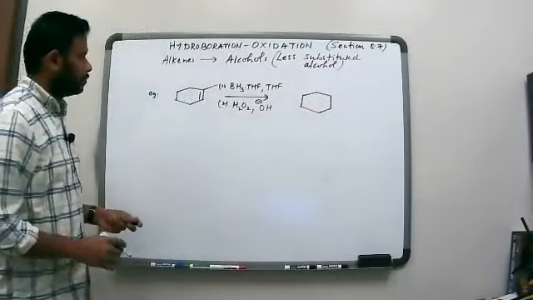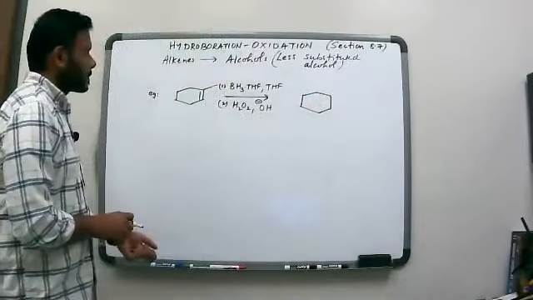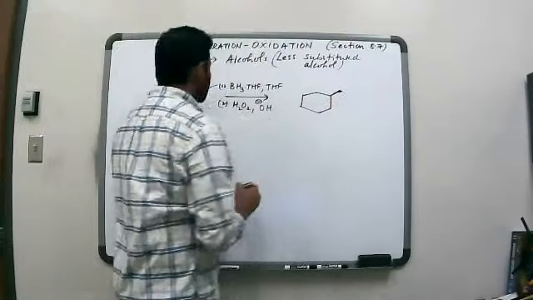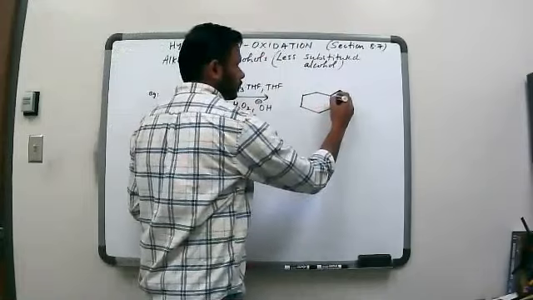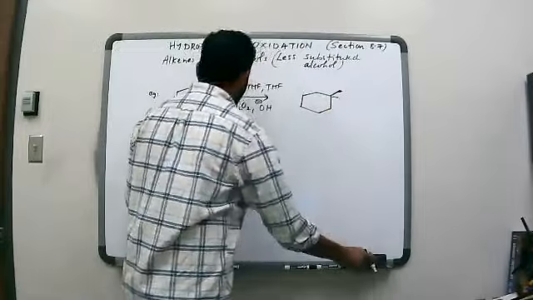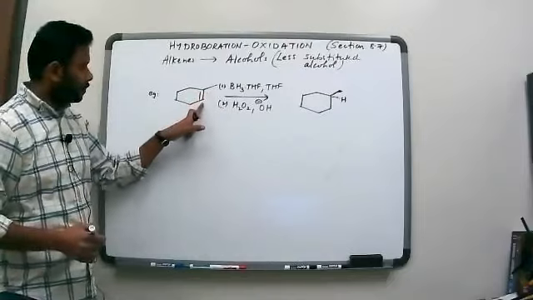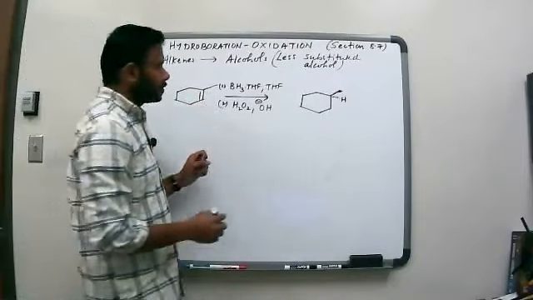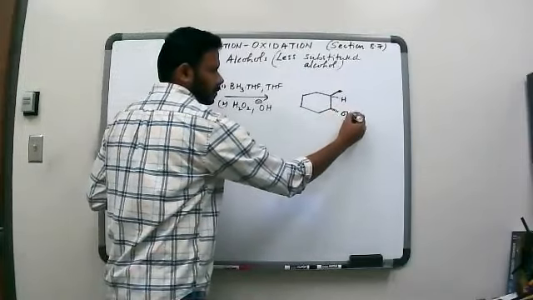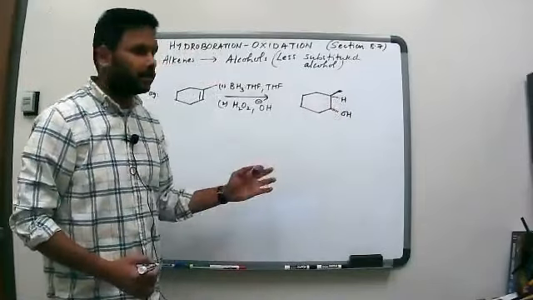You're going to get a product where you have the methyl. This is the more substituted carbon. The bottom one is the less substituted carbon. So hydroxyl is added to the less substituted carbon. And what you can see is that both hydroxyl and hydrogen are syn to each other.